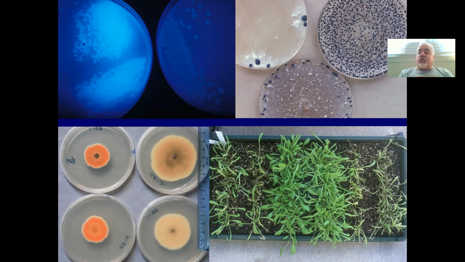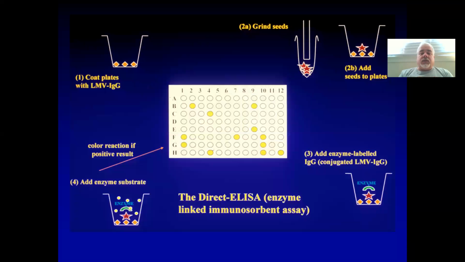Quick and easy to do for certain crops. I've used it many, many, many times in lettuce and spinach for downy mildews. Now, they're not the same downy mildew, they're different ones. Even though they're both called downy mildew, the downy mildew that attacks lettuce is different than the downy mildew that attacks spinach. So here's ELISA.